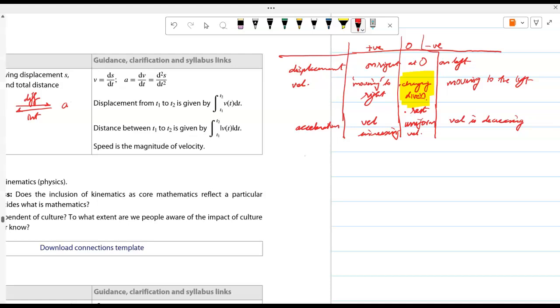Okay, now about speed. When will speed increase?